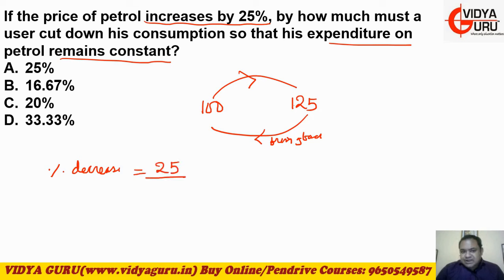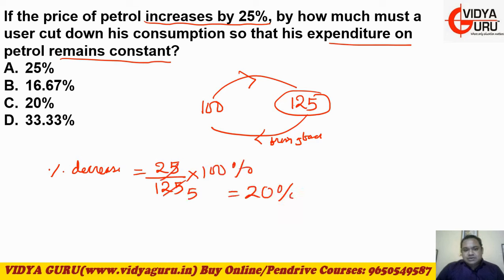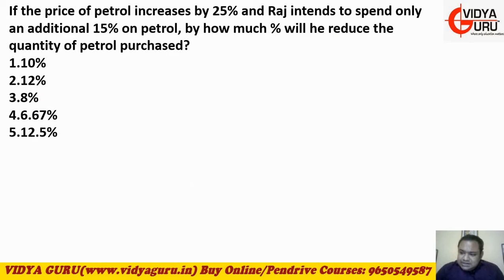Percentage decrease. 25 is what percentage of 125? Because you are decreasing 125 to make it 100. So 25 has to be compared with 125. So 25 is what percentage of 125? So answer is 20%. Let's see one last. This is a bit different from what we have seen here.